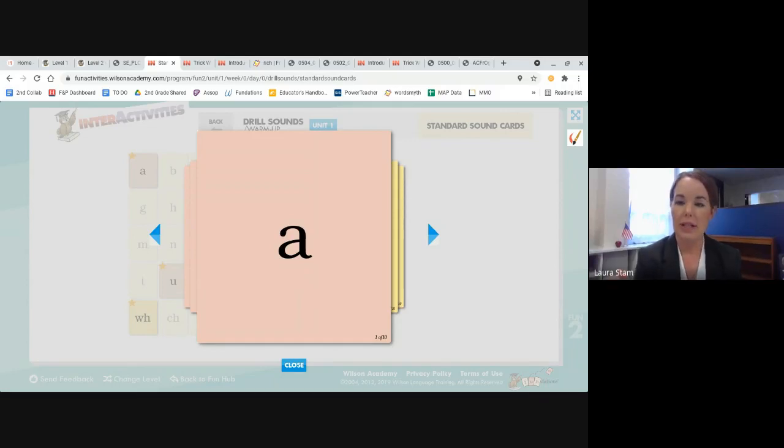Let's get started with our Fundations lesson. We'll start with our drill cards, and I'll go a little bit slower so you can do it with me.